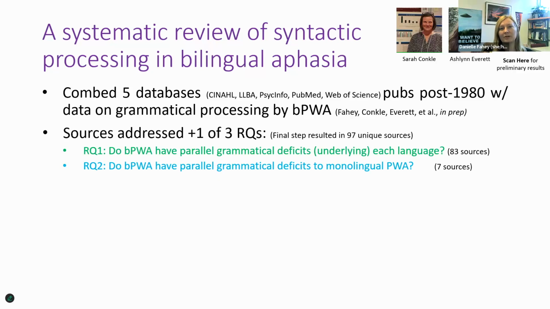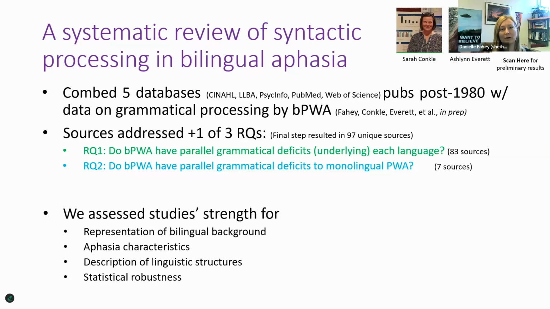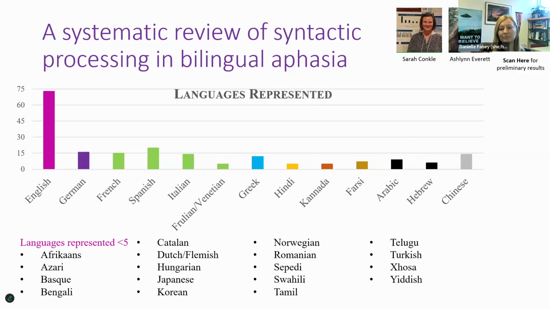Some of the articles did show up in more than one question, but essentially the first question here is, within an individual, do we see differences in grammar deficits or patterns between language A and B? And our second question here is, for bilingual people with aphasia, do we see equivalencies to monolingual people with aphasia? Of course, we also included some quality analysis of our articles under consideration. And here you can see the languages that are represented in this data. Again, English is showing up really significantly, and Spanish is the only language that was in more than 15 articles.